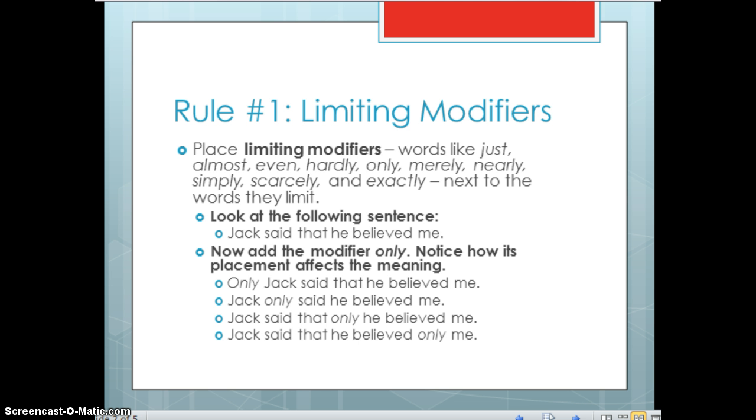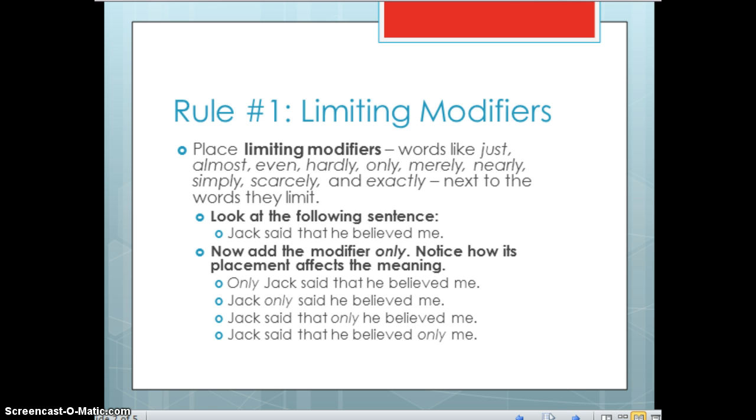And the first rule to follow with that is that you would place limiting modifiers next to the words they limit. Okay, and limiting modifiers are words like just, almost, even, hardly, only, merely, nearly, simply, scarcely, and exactly. So what we're going to do is look at this sentence: Jack said that he believed me. And we're going to add the modifier only in different places throughout the sentence. And I want you to notice how its placement affects the meaning of the sentence.